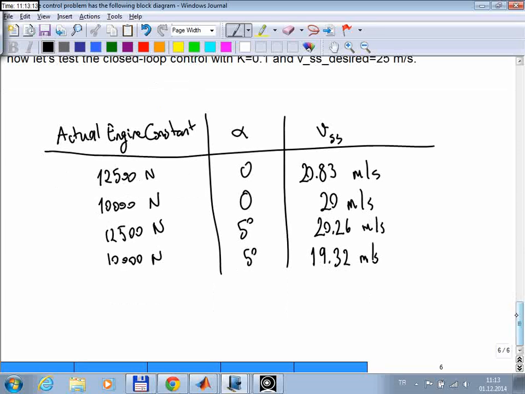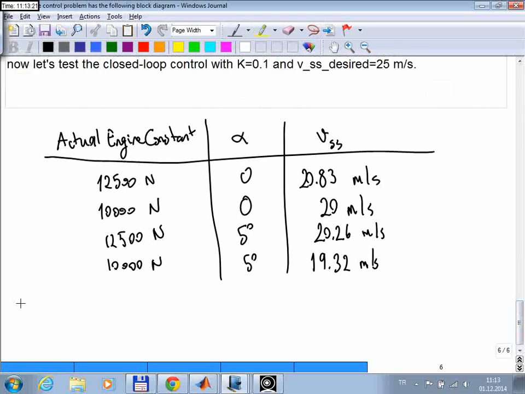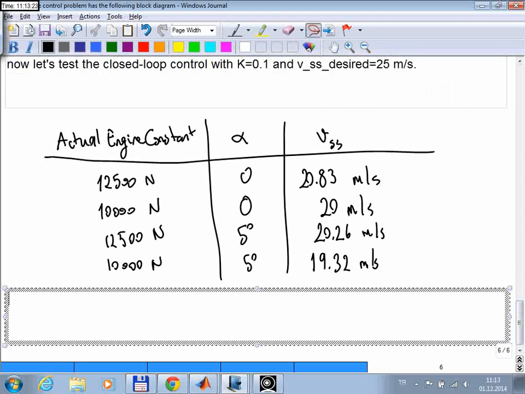Well, okay, so you're right that the performance is worse, but what has changed is the following. So let me just write this. Now we are only looking at steady state values. Now even under ideal circumstances, the car cannot reach the target speed.